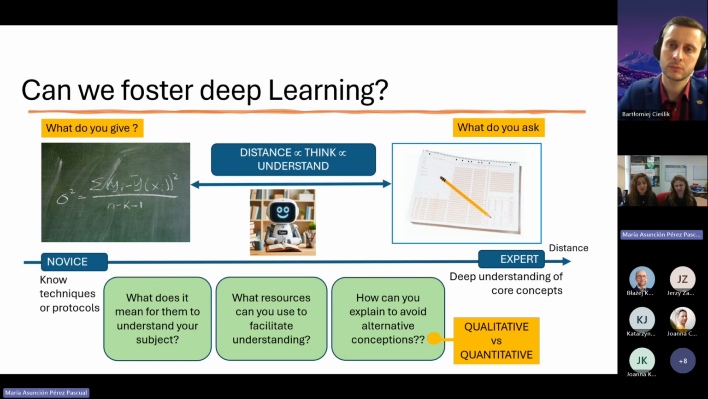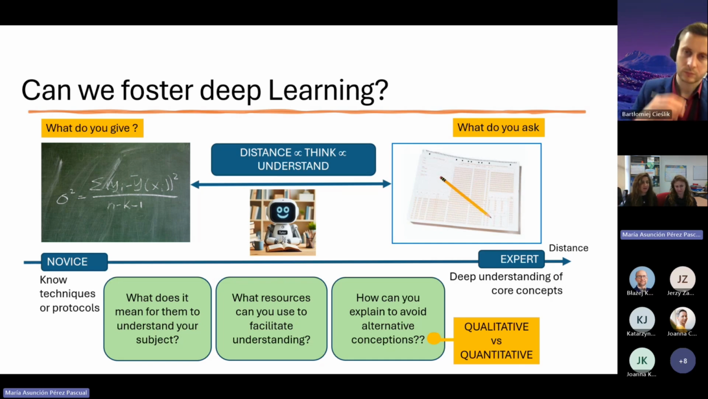These alternative conceptions, we'll see it later, are naive ideas that students have even before instruction, before coming to our class. And they build their knowledge upon these naive ideas. So here, a key point will be to promote qualitative reasoning versus quantitative reasoning.